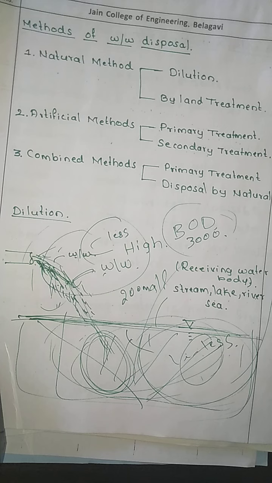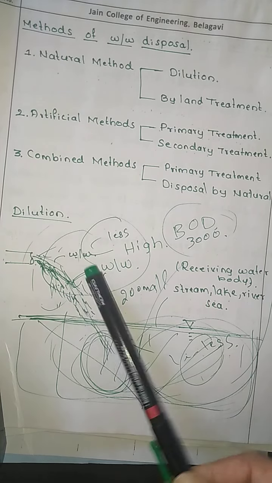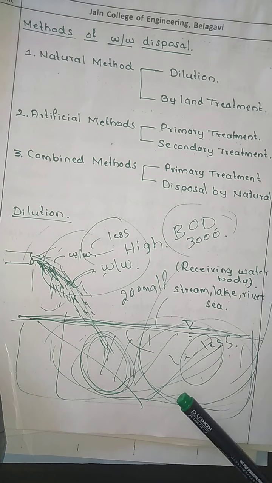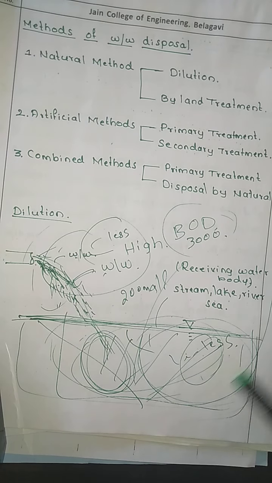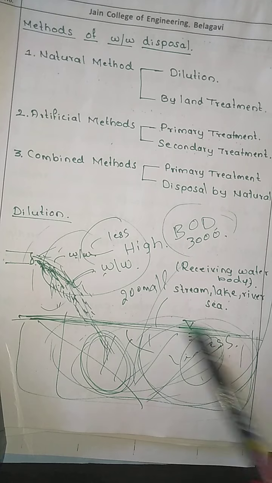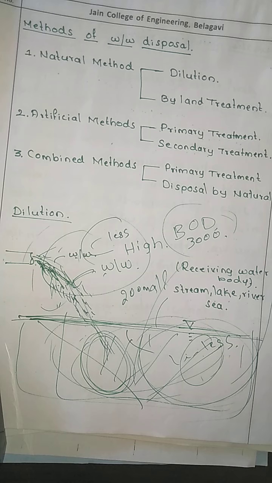Then, where the floating matter and the settleable material have been removed from this wastewater, we can directly discharge it to the receiving water body without any kind of treatment. Then, where the receiving water body is quite large compared to the discharging wastewater, having a huge quantity of water, we can directly dispose it without any treatment.